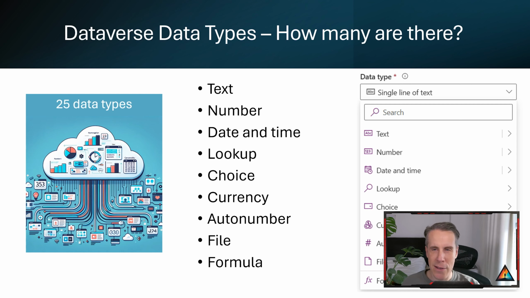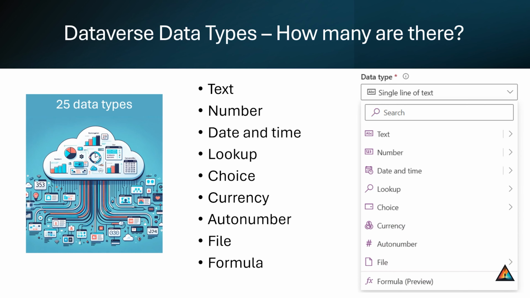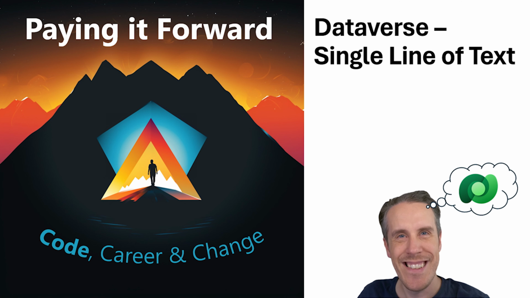Let me hide my video a second so we can see those a little bit easier. In those 25 types, there are actually 9 primary data types that you discover when you go into Microsoft Dataverse, which are as follows: text, number, date and time, lookup, choice, currency, Autonumber, file and formula. The plan for the session today is to go through each one of those, what happens when you create it, what does it look like, and so on.